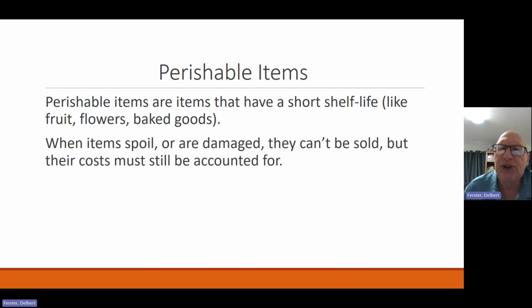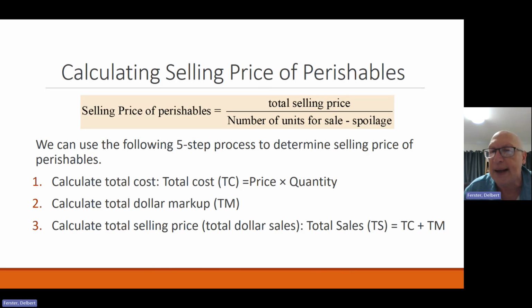Going to transition a bit here. We're going to talk about what happens in terms of things that are not able to be sold. Baked goods, flowers might wilt, fruit might get a little spotty, might be a little past ripe. So in those contexts, we might have to modify our selling price based on the fact that we may not have the full amount of items to sell that we previously were expecting. We certainly aren't going to sell those things at full price anyway.